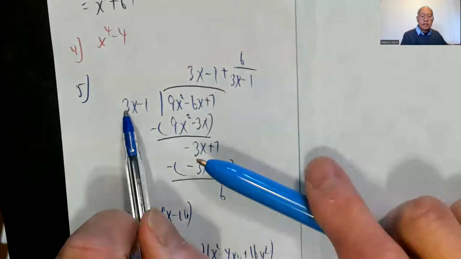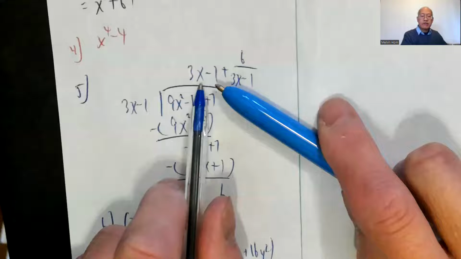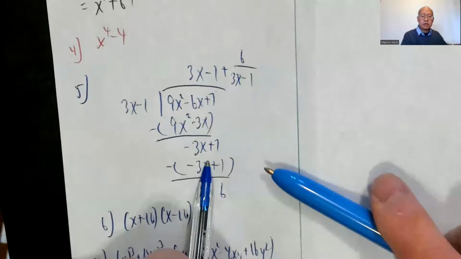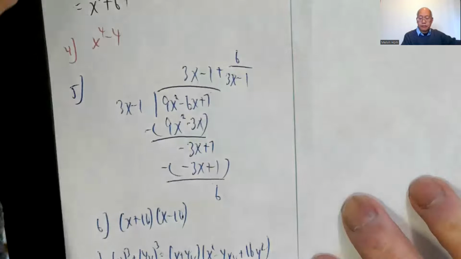Do it again. 3x times what gives me negative 3x? That's a negative 1. Now, negative 1 times this whole thing is negative 3x plus 1. Subtract, my remainder is 6, so plus 6 over 3x minus 1.